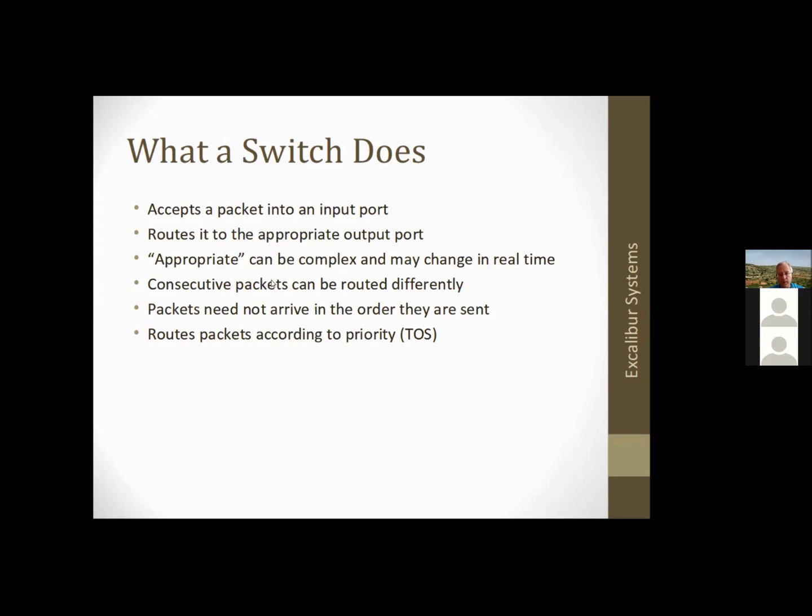Now, appropriate is a vague word, not something that one would use in a specification. And what it means is two things. First of all, it's got to be a port that's going to get you closer to your eventual destination. And second of all, it's got to be the fastest way to do that. So I might be connected to 10 different output ports, all of which will get me one jump closer to the New York Times. Okay, so which one do I choose?